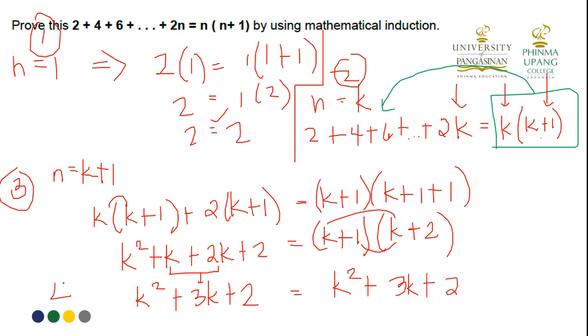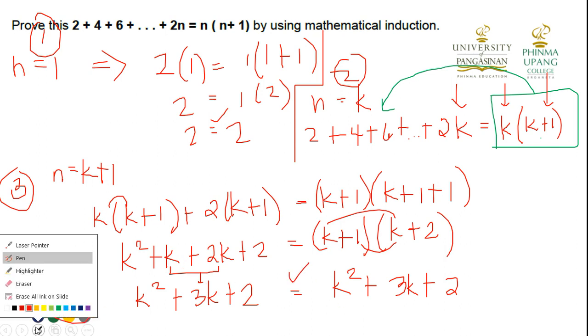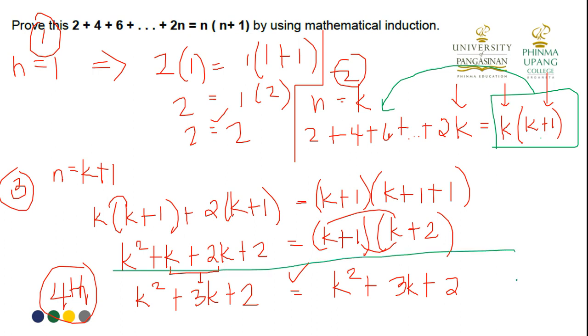So, our fourth step is here. So, na-prove ba natin? O, di ba madali lang? Nasundan ba? Hindi, sir. Hindi namin nasundan. Nalilito ako. Sir, mahirap. Paano nangyari yung 3k sa right side?